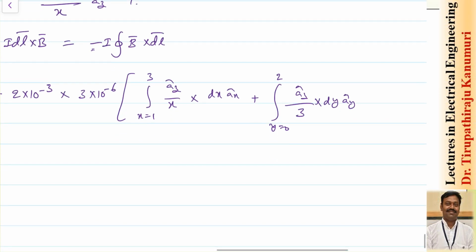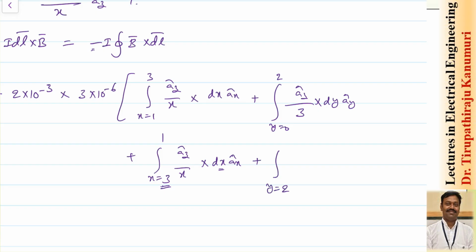Now the third one will be the integration from x is equal to 3 to 1. This will be Az divided by x, cross product with dx in the direction of ax. The differential length is dx only. While taking the integration, I am taking it from 3 to 1, so the opposite direction of current is already taken care of. Please don't get confused and keep a minus dx here, because the answer will go wrong. If you keep minus dx, then the integration will be from 1 to 3. Please remember this one. Many people make this mistake in the exams.